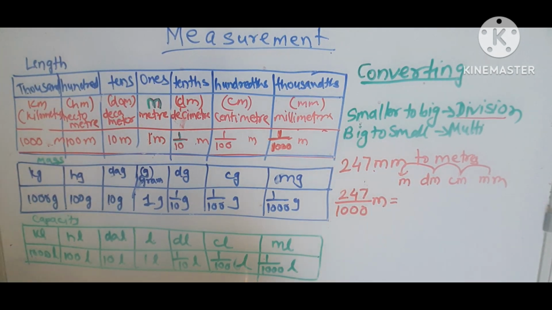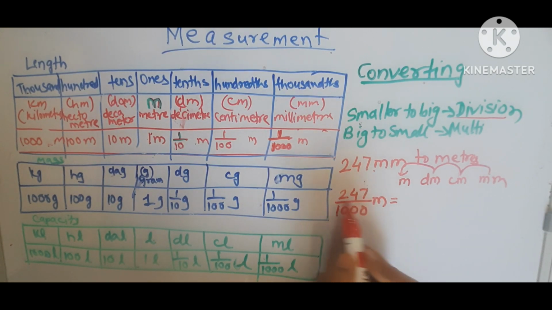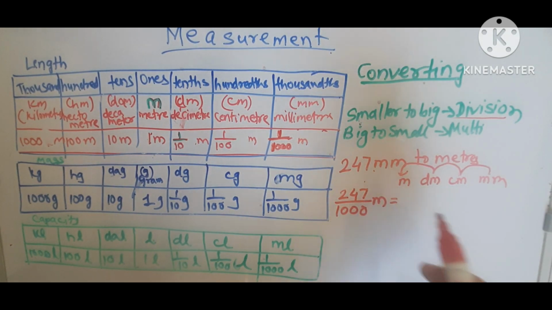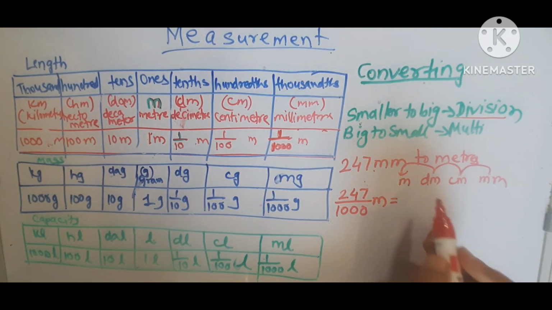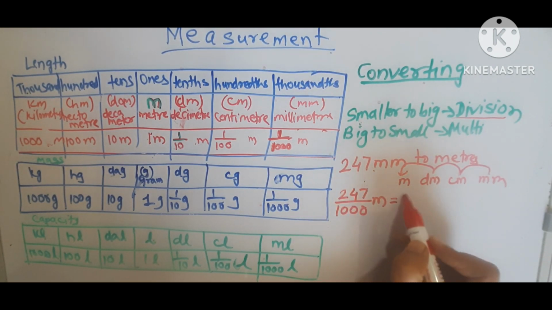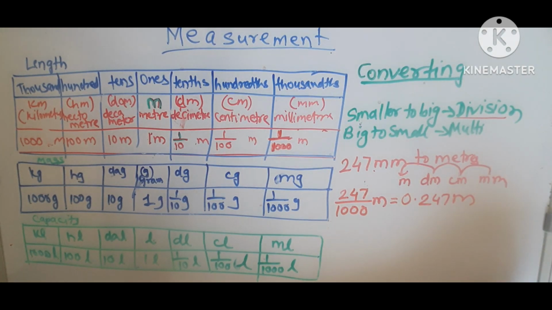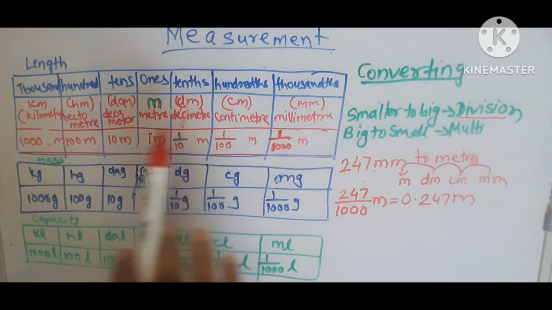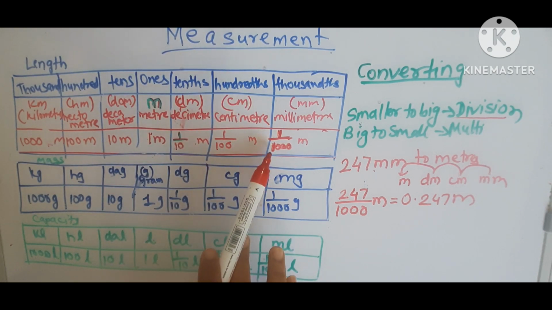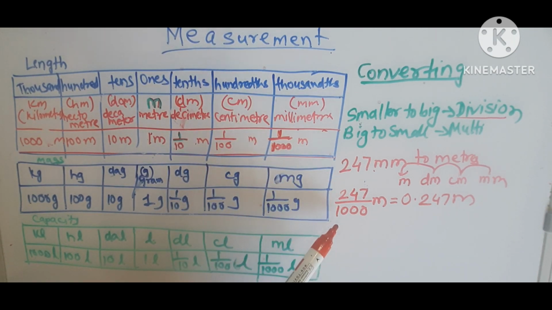And you know, we have learned decimals in our previous videos. If it is divided by 1,000, we have 3 digits after the decimal point. So here there are 3 digits only, so it will be 0.247 meter. What we have done is, if we have to convert millimeter to meter, we have to divide it by 1,000, and that's what we have done. Okay, now let's take another example.